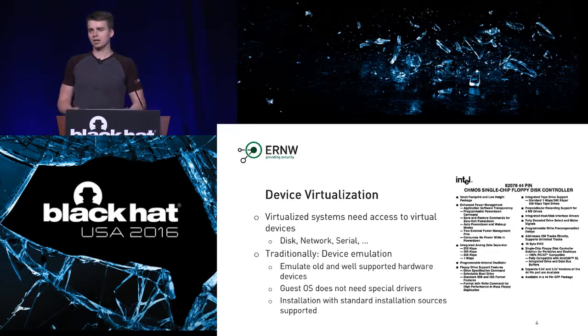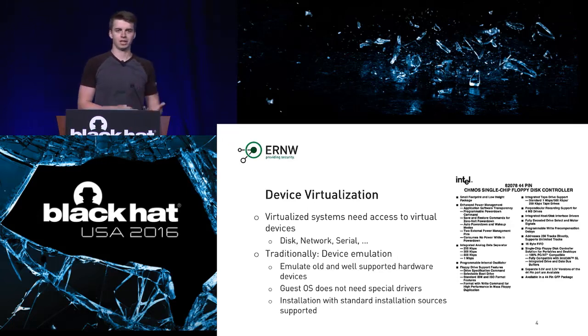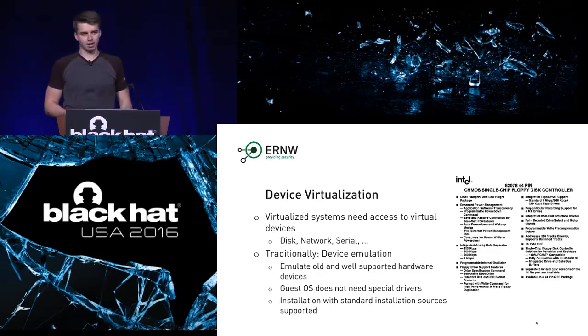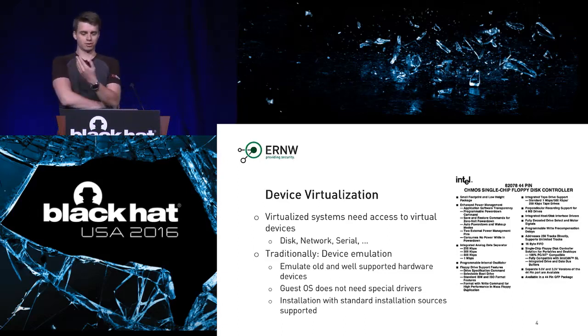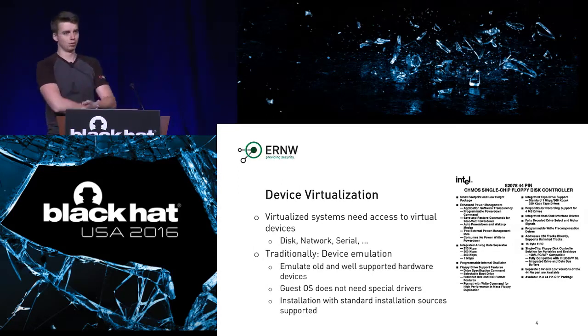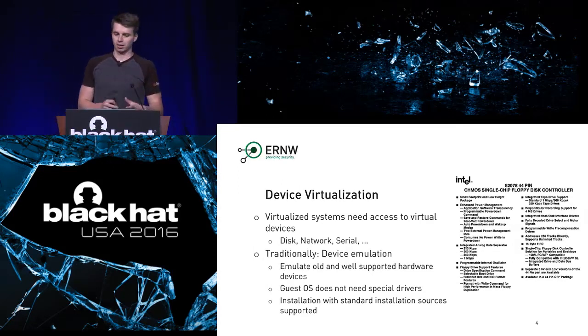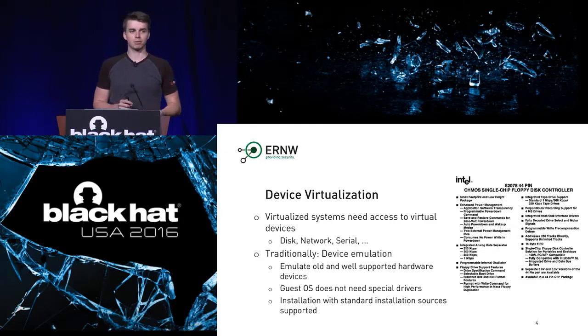So, starting with device virtualization. At its core, if you have a virtual system, you need access to virtual devices. This can be a disk or network device or even a serial port or something like that. Traditionally, you just used device emulation. If you look at how QEMU works, or older versions of VMware, they basically take a really old and well-supported hardware device and emulate it in software.